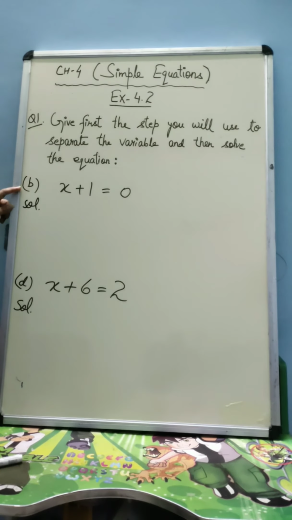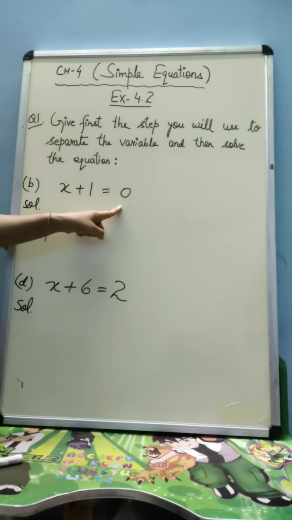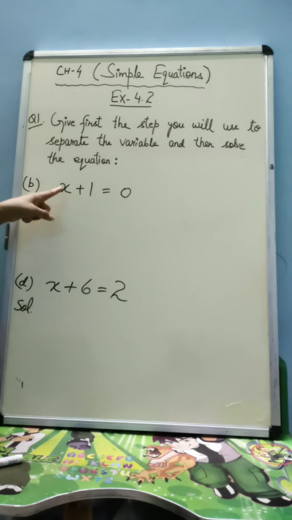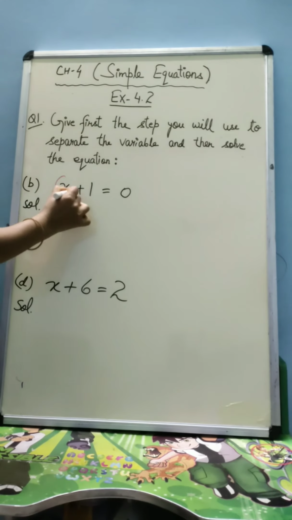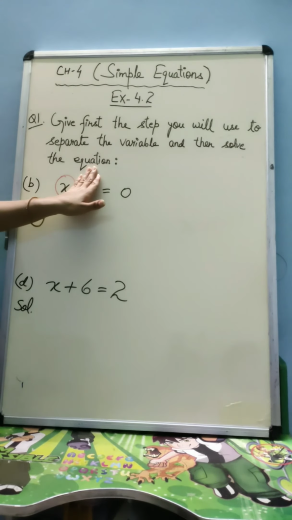Now students, the B part, it's x plus 1 equals 0. Okay, so again we have to separate the variable. The variable here is x. So now how will we separate this? We will remove this plus 1 from here. We have to remove plus 1 from the equation.